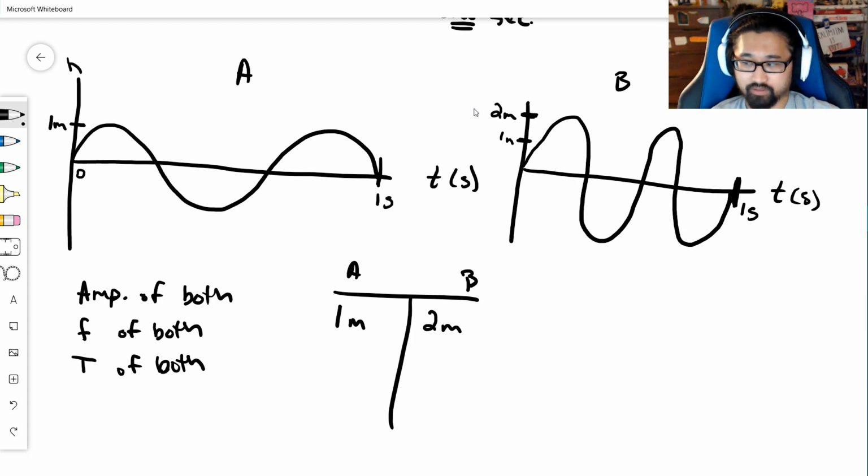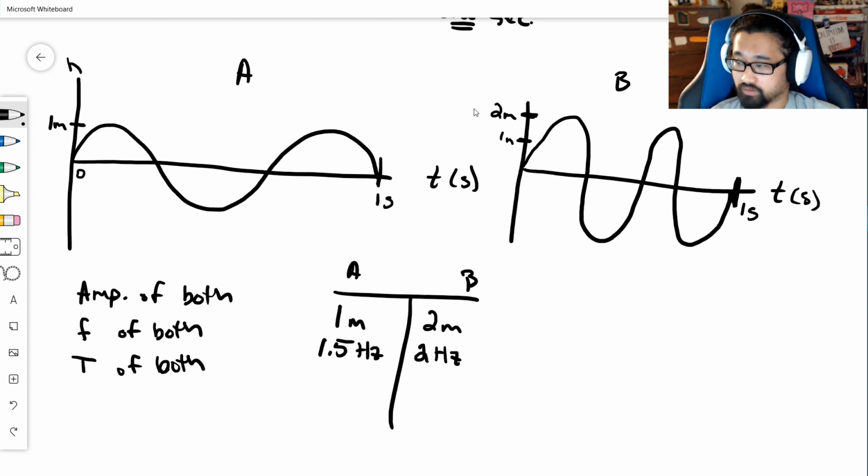1.5 waves go by in 1 second. It's not that weird. It's the period. So 1.5 hertz, because in 1 second, 1.5 waves go by. For B, it's 2 hertz, because after 1 second, 2 waves go by.